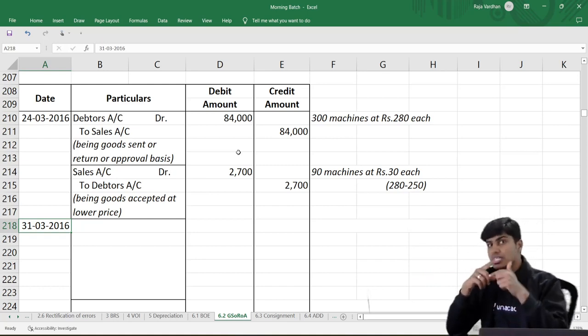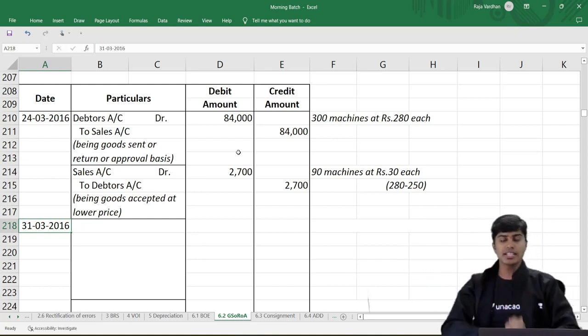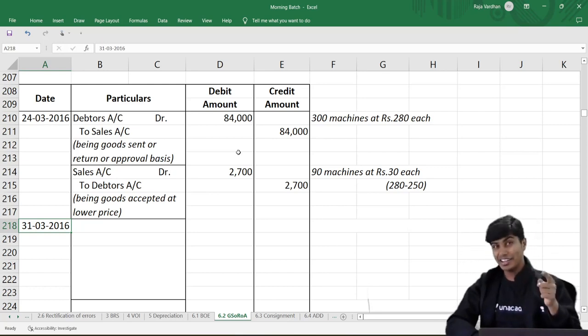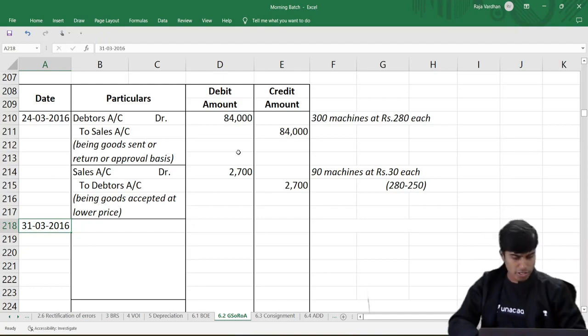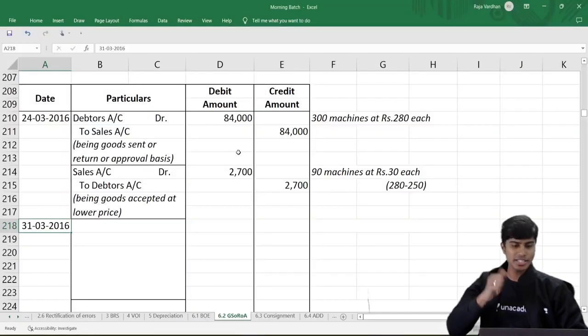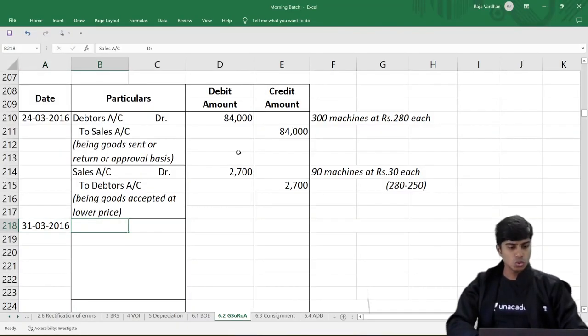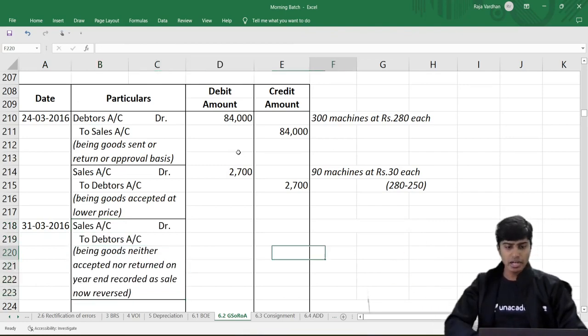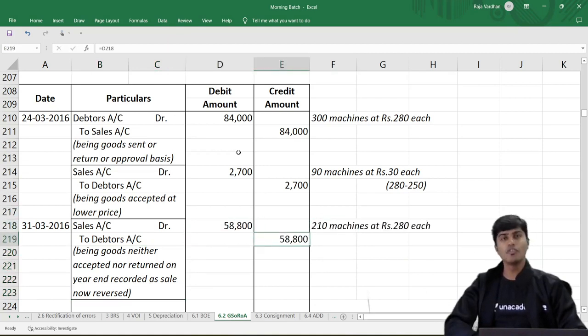But to reverse the sales entry, we need to pass it at the selling price of 280 each, at which we passed the entry before. And to include such inventory in stock, we need to do it at the cost price of 200 each. Got this? So, sales account debit to debtors. Goods neither accepted nor returned lying with the customer. Now reverse. I'll do it for 210 machines at rupees 280 each, which would come to 58,800 and 58,800.